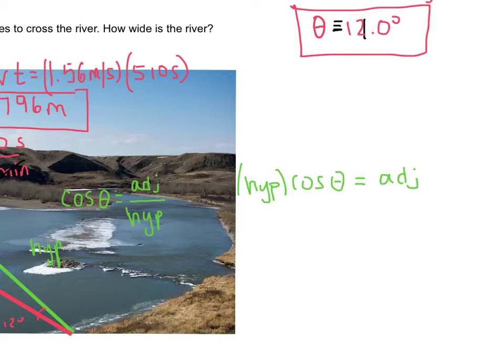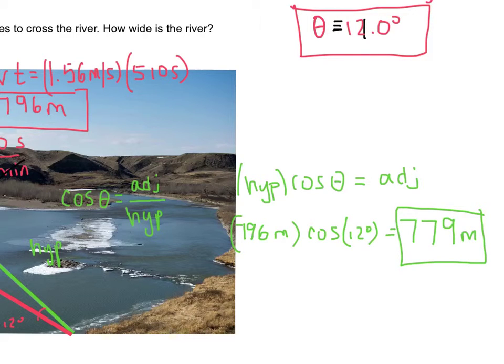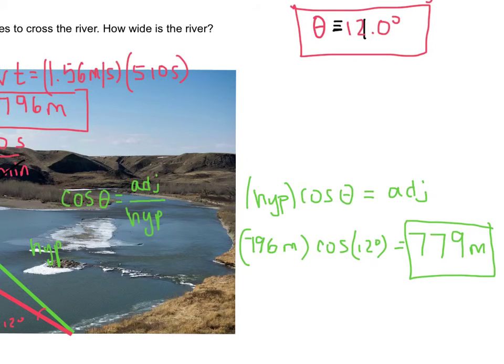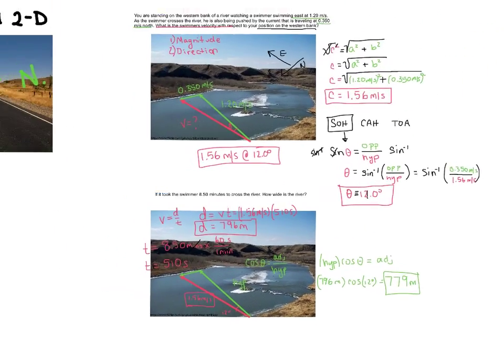And so we know the hypotenuse is 796 meters. Okay, I'm using the distance now because that's what I want to solve for. And I also know the angle is 12 degrees. And so when I plug that into my calculator, I'll find that the adjacent side is 779 meters. And so that would be the answer to the problem. The river is 779 meters wide. And that is velocity in 2 dimensions.